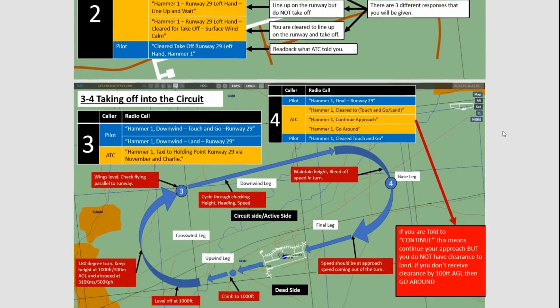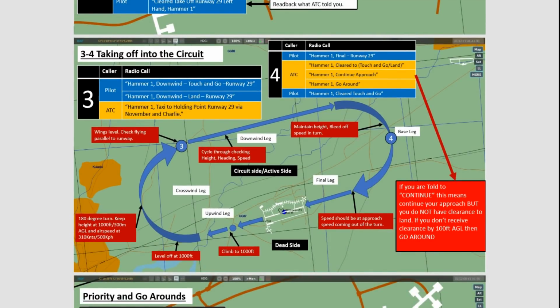Okay, moving on to the next, taking off into the circuit. You've just been cleared to take off by ATC, and you're going to apply full power and rotate at whatever speed your aircraft rotates at. Then you climb on the upwind leg up to the circuit height of 1,000 feet. If your aircraft is particularly slow at climbing, you can do that as a climbing turn. Before you get to 1,000 feet, move onto the crosswind leg and do your 180 degree turn, but still climb, and level off once you get to 1,000 feet.